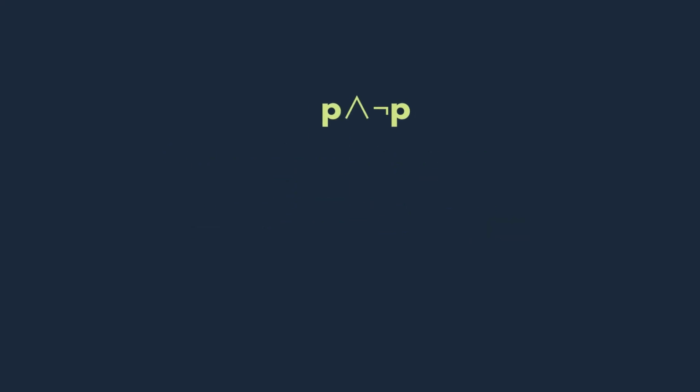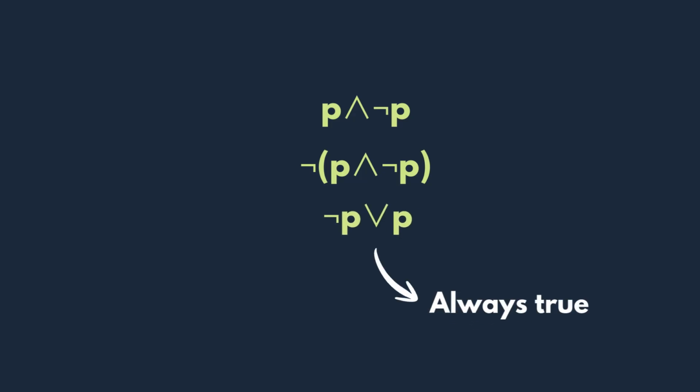Take this. Its negation is negated P or not P. By De Morgan's law, we get this. This is a tautology, and that confirms our conclusion: the original proposition is unsatisfiable.